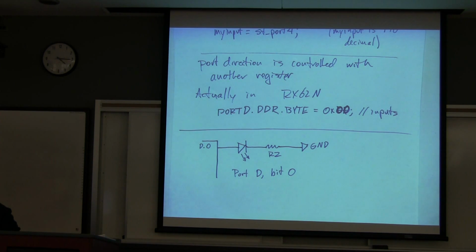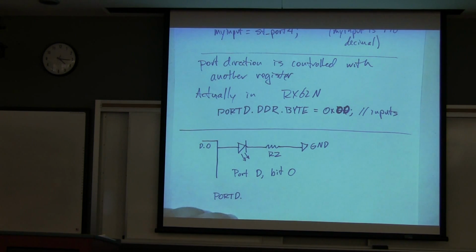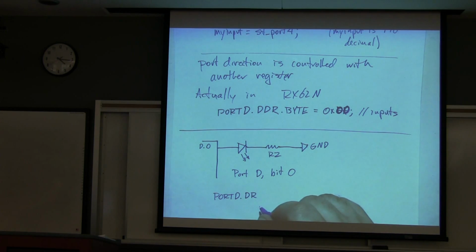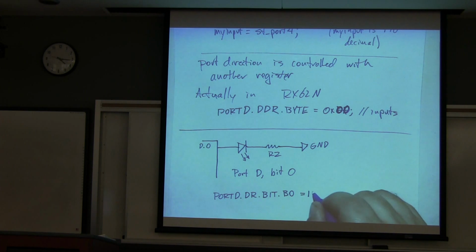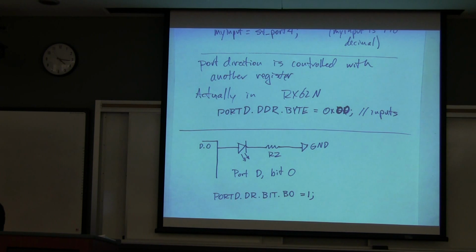So as a way to put this as an output, I want to make sure I link this up correctly. We first need to identify this as an output. So we will say that this is port D, since it's port D, not port 4. The direction of bit, specifically bit 0, is going to be equal to 1. And this C code will allow you to set that specific bit as an output.